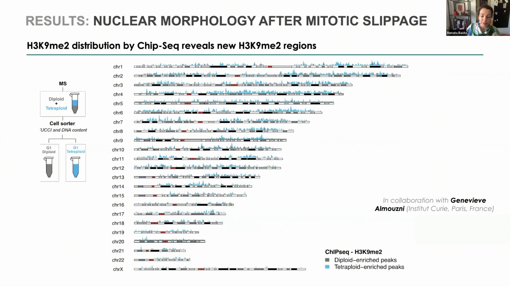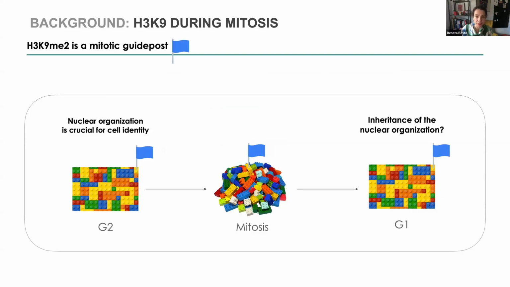Now, with the help of Geneviève Almosny, we did ChIP-seq for H3K9 dimethyl and also H3K9 trimethyl, but I'm not going to show this. But what I can show you here is that indeed the distribution seems to be affected, with a lot of enriched peaks typical of tetraploid cells that we're not seeing in diploid cells throughout the genome, suggesting that H3K9 dimethyl is not distributed equally between diploid and tetraploid cells.